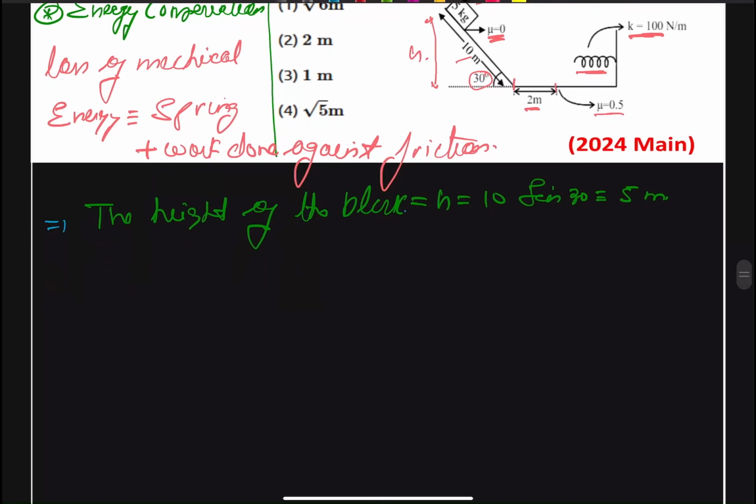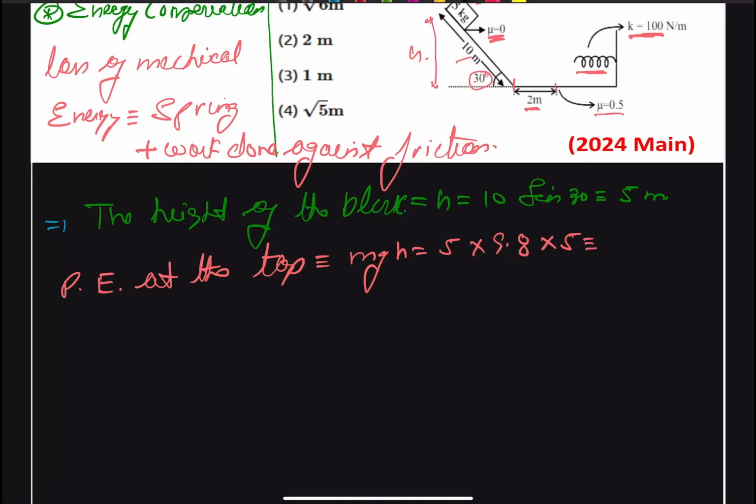So based on this, we can easily find out its potential energy at the top. So we can say potential energy at the top will be equal to mgh, and mass is 5 kg, g is 9.8, and height is 5 meters. So we get this potential energy will be equal to 245.25 joules.